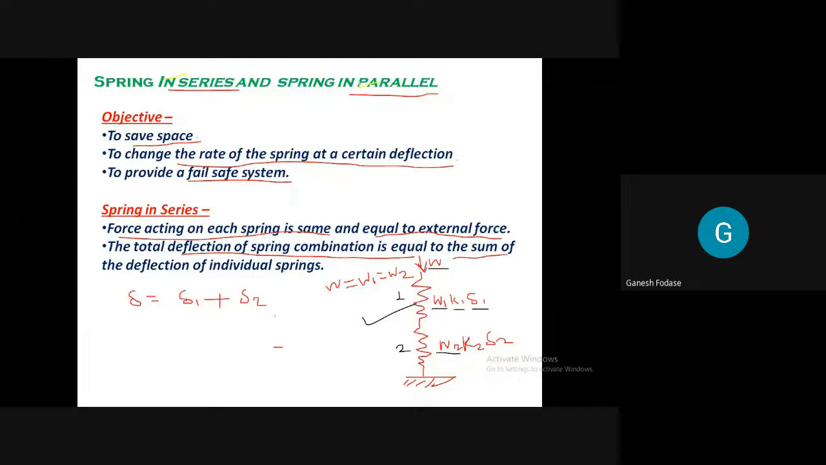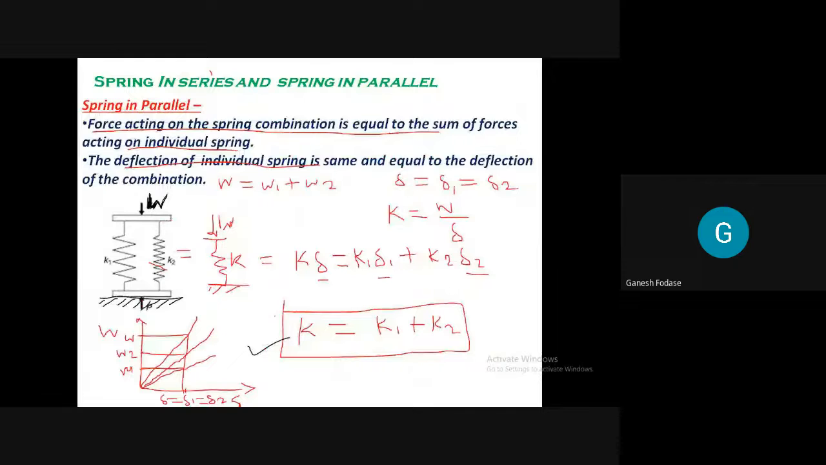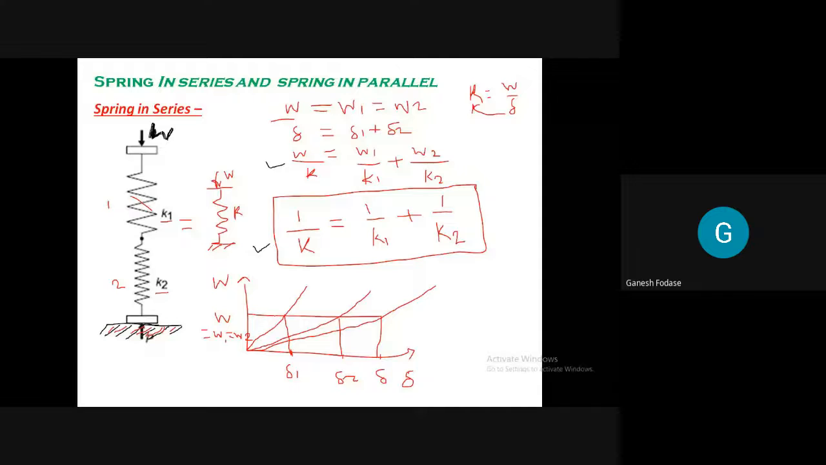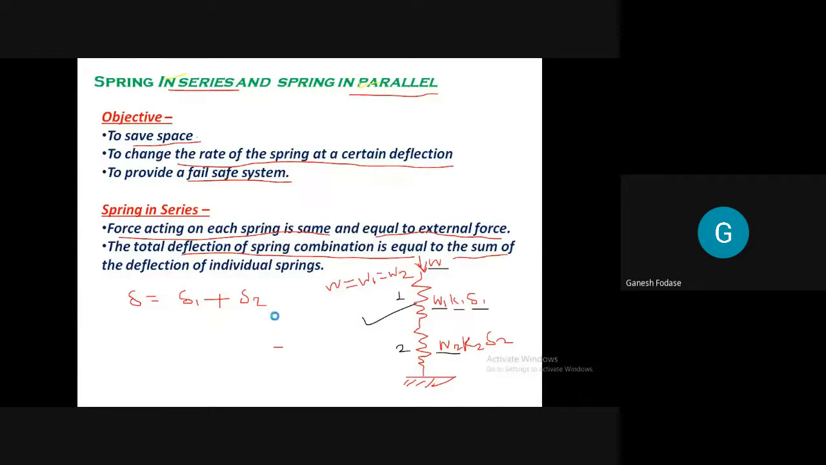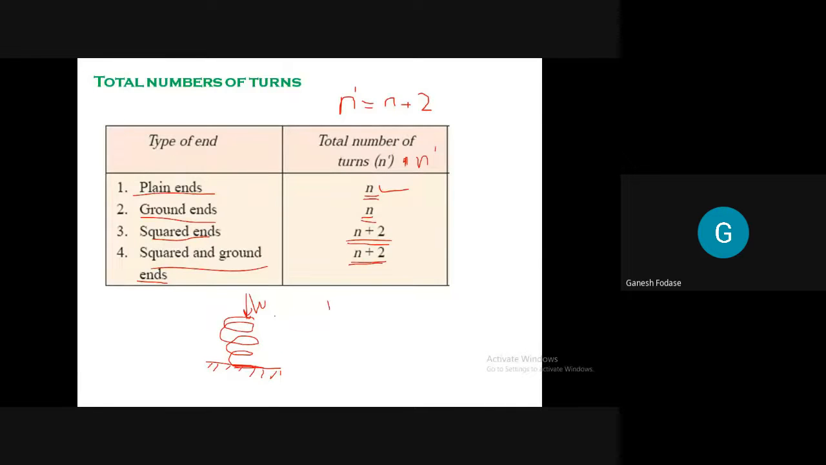That's about the basics of spring. Other terms like springs in series and springs in parallel, how their combination works, we'll discuss in the next lecture. Any doubt till now? Clear? All terms we'll discuss.